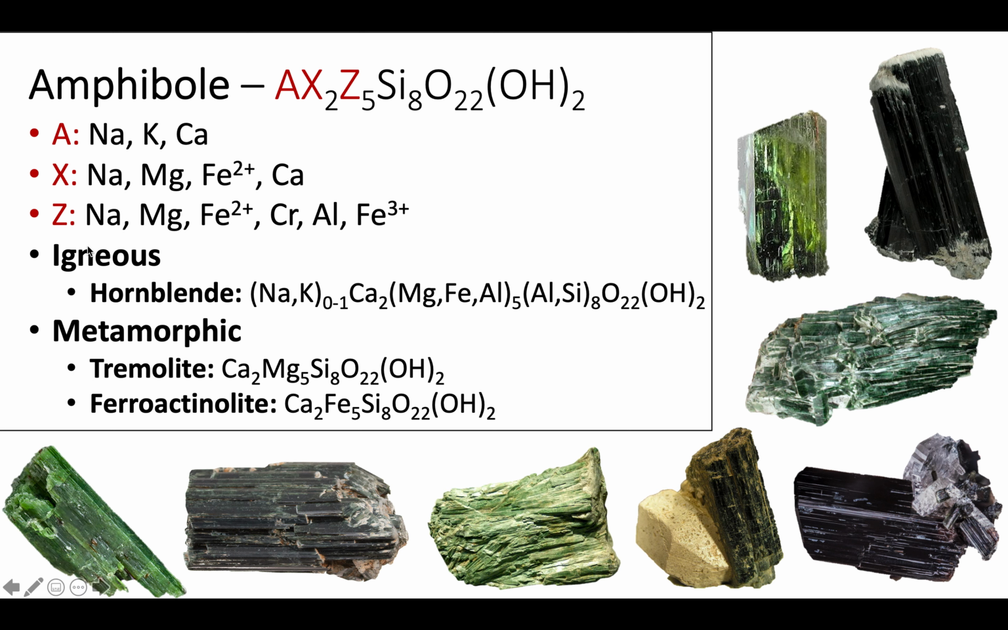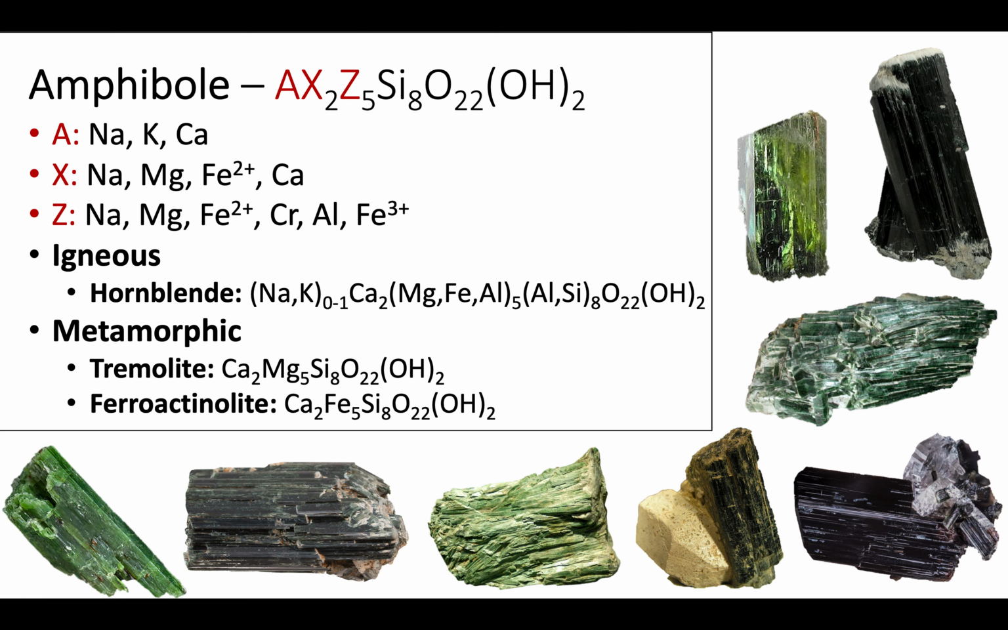Then the Z site can also still take in some sodium, it can take in magnesium and iron 2+, but it can also take in some of our smaller octahedral ions, such as chromium, aluminum, and iron 3+. So lots and lots of different possibilities for Amphibole here. So recall again our principle of parsimony, where we're keeping the structure as simple as possible while having all of these different sites that a lot of different elements can fill into.